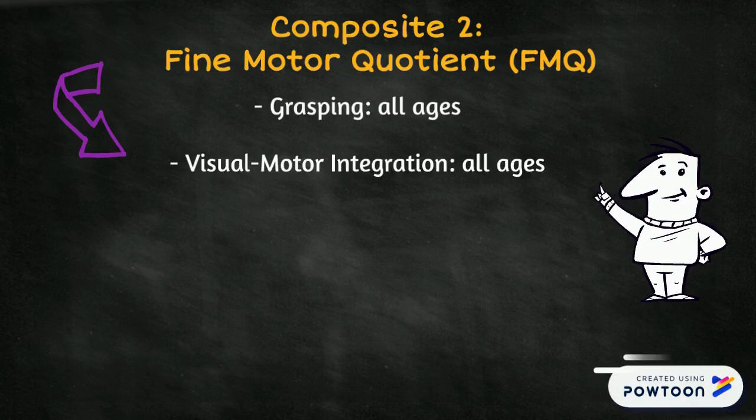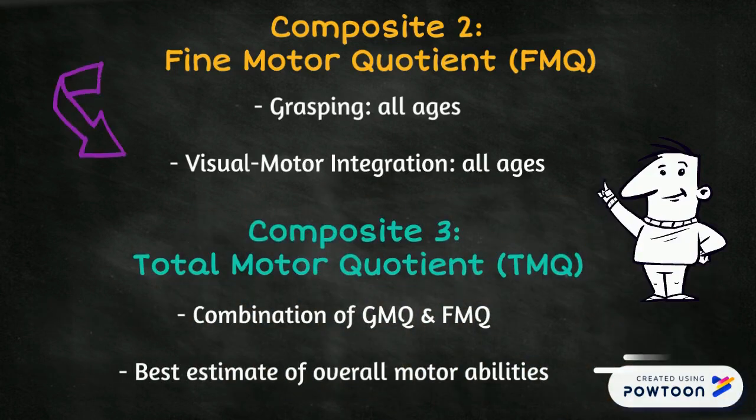Composite 2 is the fine motor quotient. This contains grasping, administered to all ages, visual motor integration, also administered to all ages, and composite 3. This is a total motor quotient. This is a combination of the gross and fine motor quotients and is the best estimate of overall motor abilities. Wow, is this OT goodness or what?